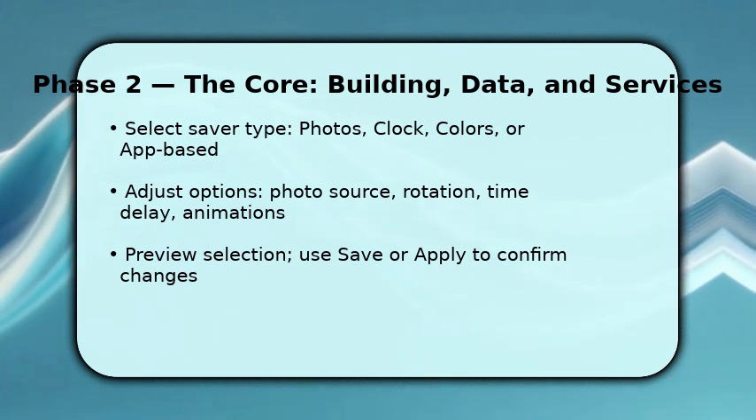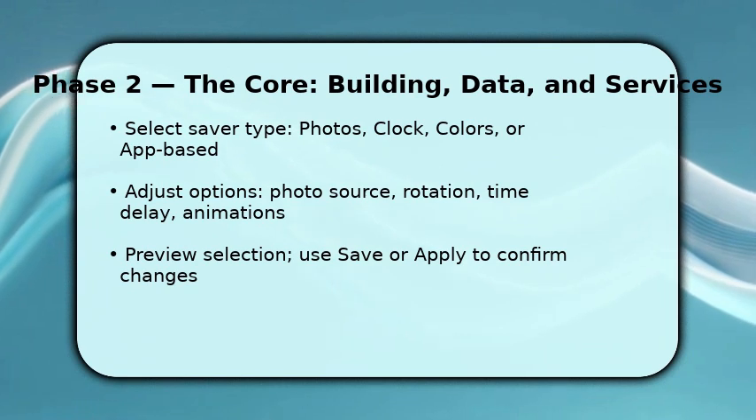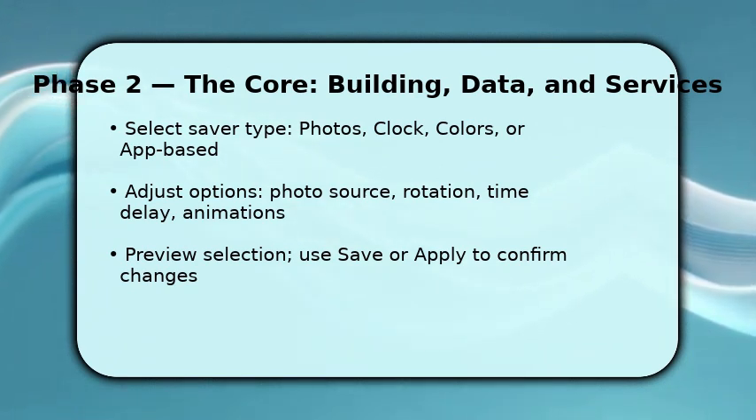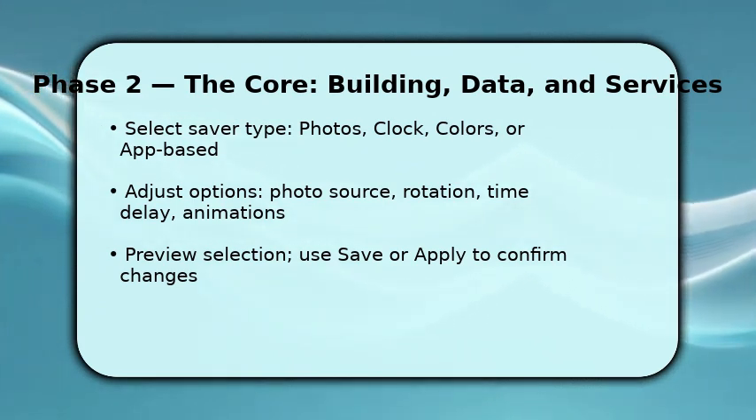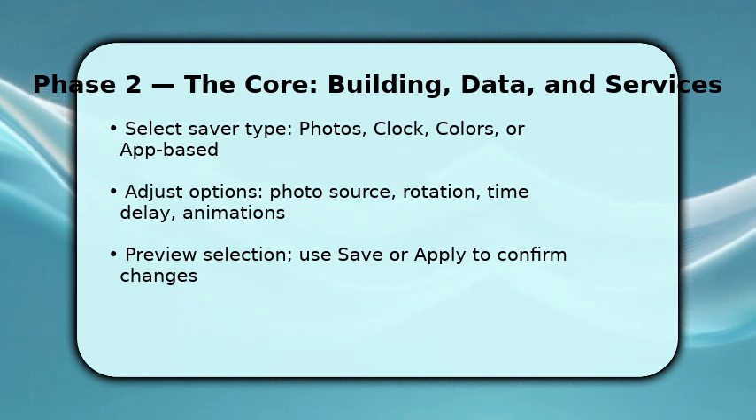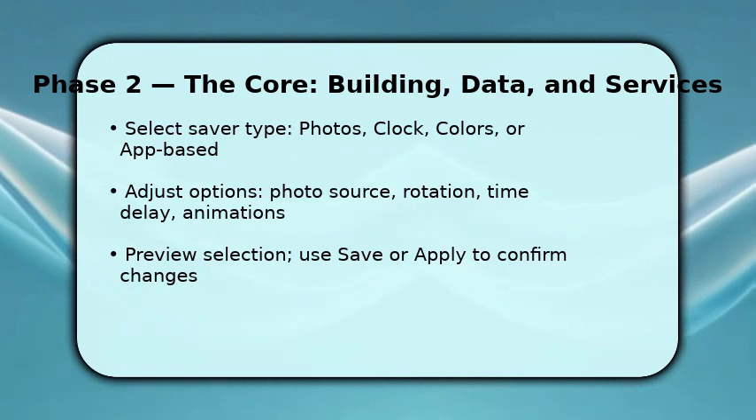Once selected, tap Options to pick a photo album, set rotation timing, enable or disable animations, and choose the delay before activation. Make sure to preview the saver so you see how it behaves on your screen. This saves time later. When satisfied, press Save or Apply. If available, set whether the saver runs while charging, on dock, or always.